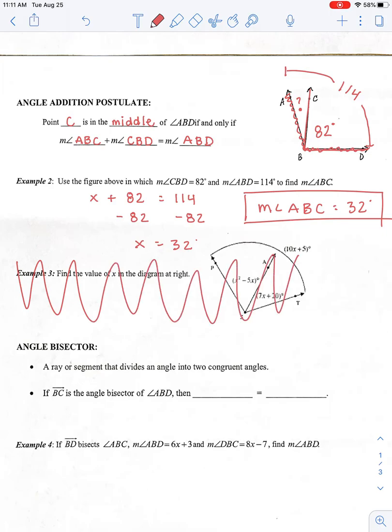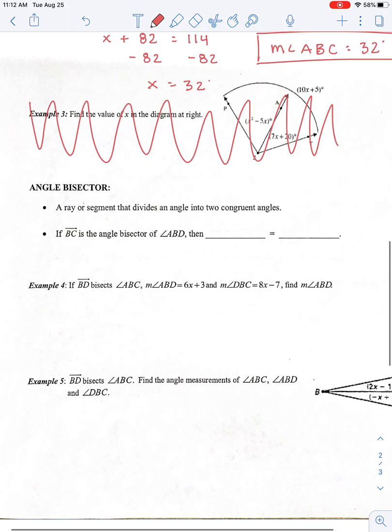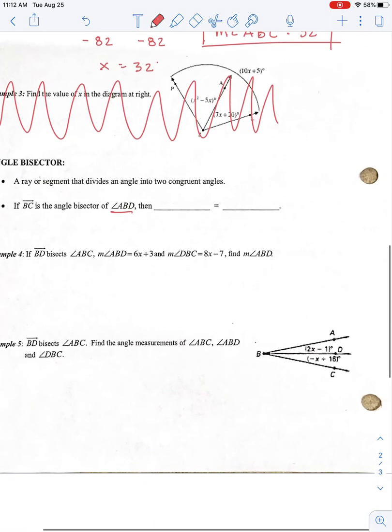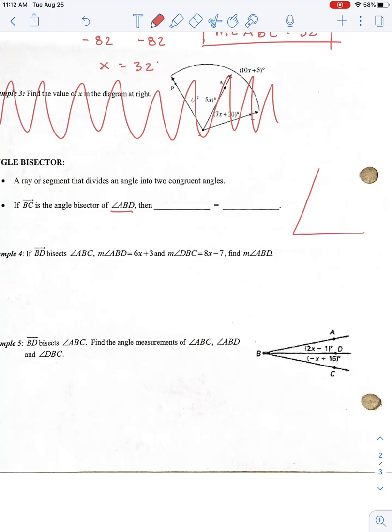Awesome. All right, we're not going to do example 3. One thing also we have to talk about today is angle bisector. An angle bisector is a ray or segment that divides an angle into two congruent angles. It's like the midpoint we talked about earlier. So it says if BC is the angle bisector of ABD, then blank equals blank. Okay, let's draw a picture here. We need to draw angle ABD. So over here I'm going to draw angle ABD.